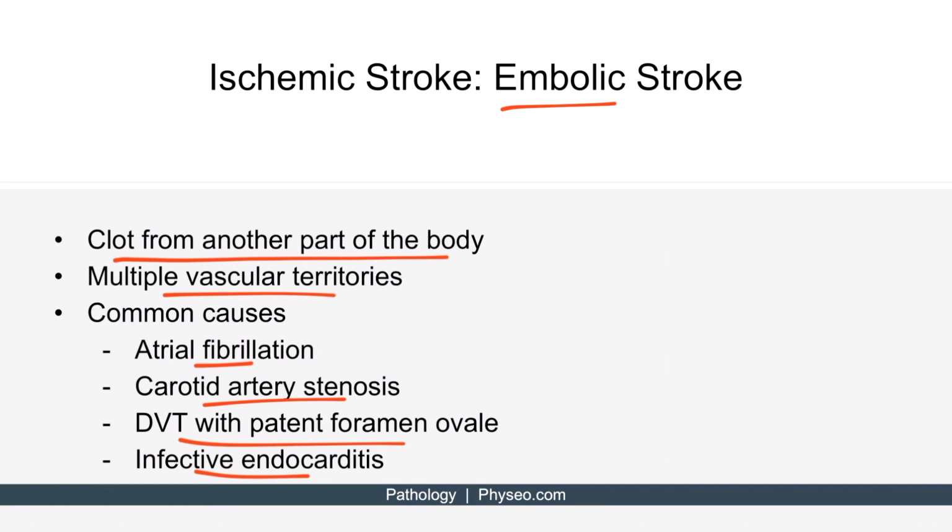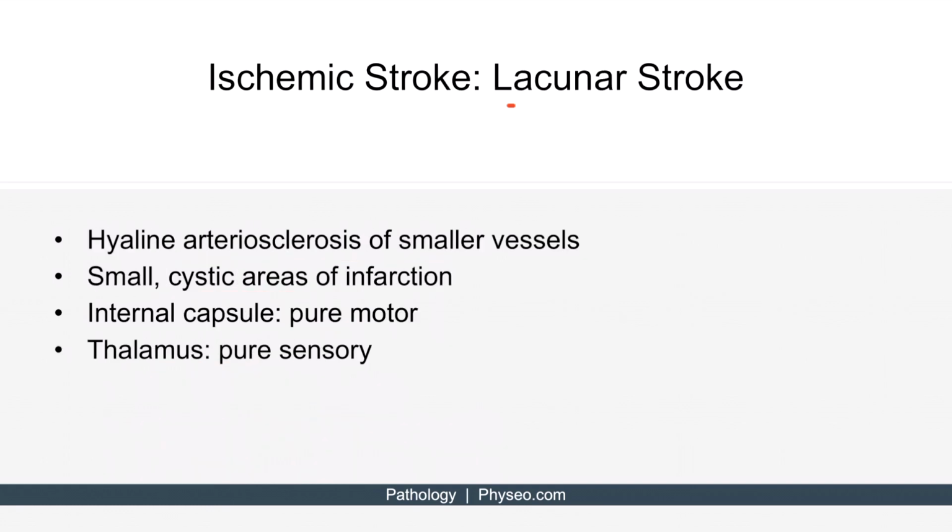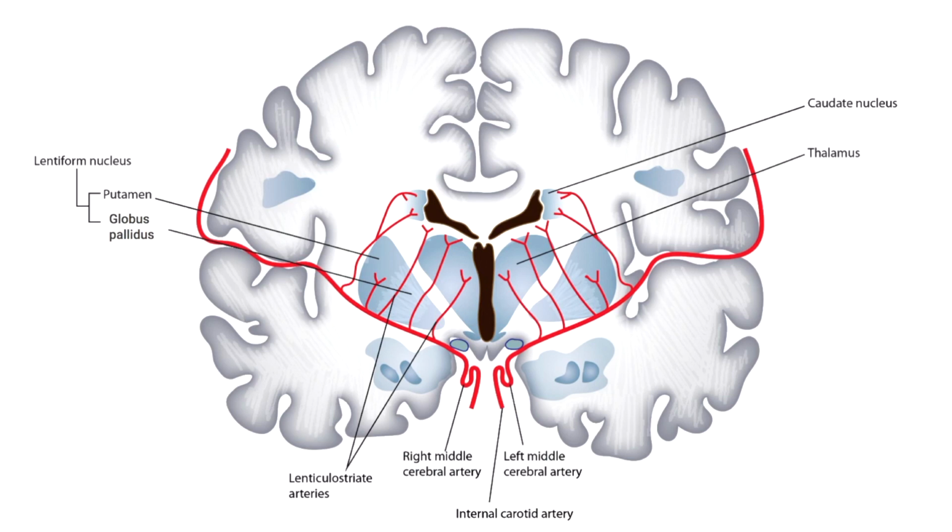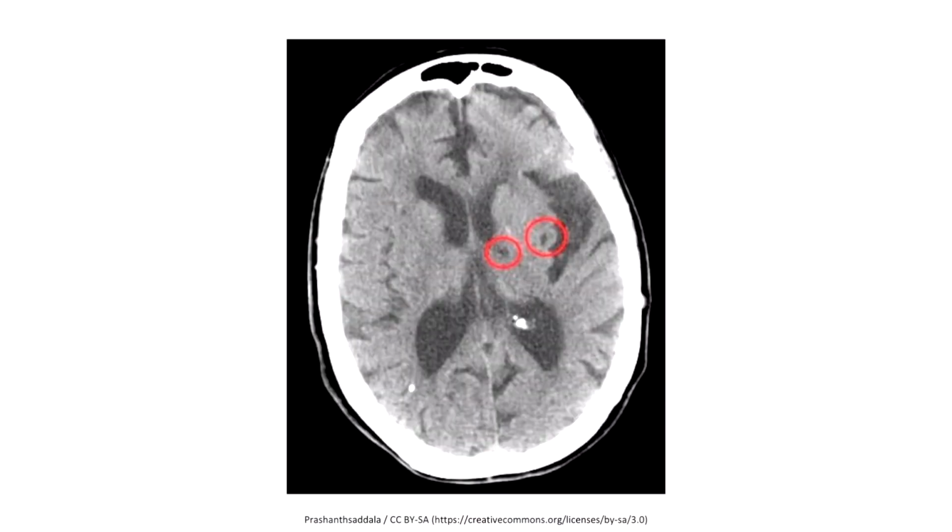Finally, a lacunar stroke is caused by hyaline arteriosclerosis of smaller vessels, usually lenticulostriate vessels. This results in small cystic areas of infarction. It's also important to note that the lenticulostriate vessels are deep inside the brain and can cause pure motor symptoms if they affect the internal capsule, or pure sensory symptoms if the infarct affects the thalamus. Here's a diagram of the lenticulostriate vessels in the brain. As you can see, they primarily supply the basal ganglia and thalamus. Here's an image of a lacunar stroke with the characteristic small cysts deep in the brain parenchyma.